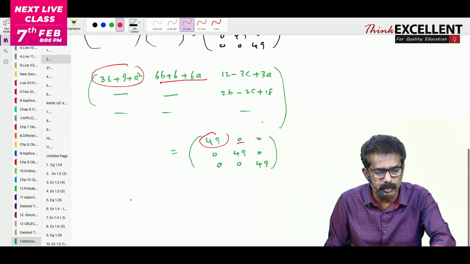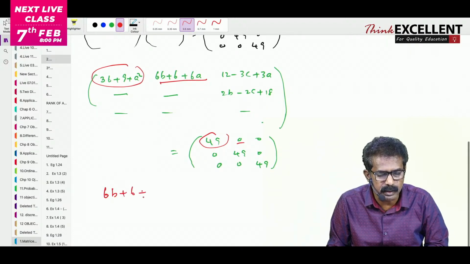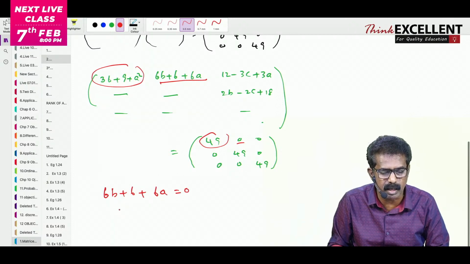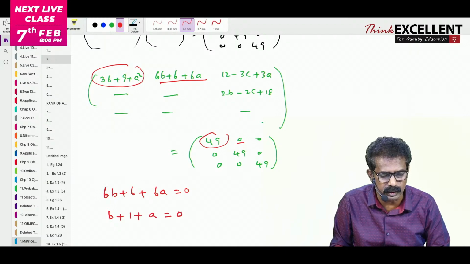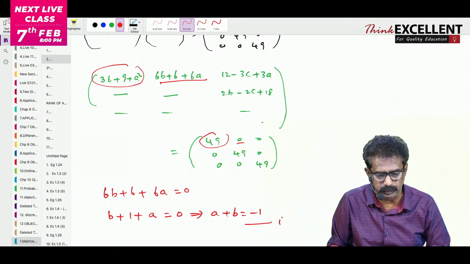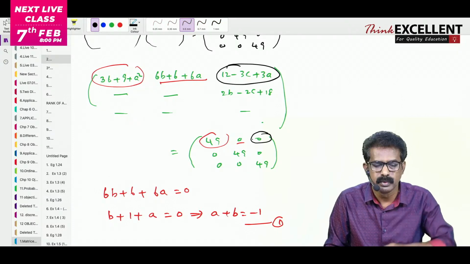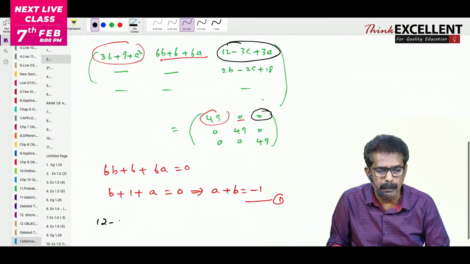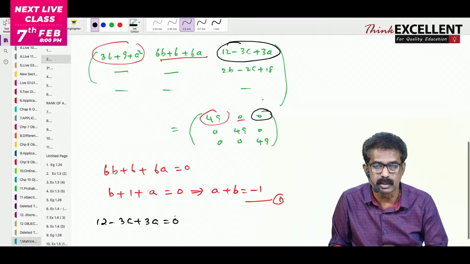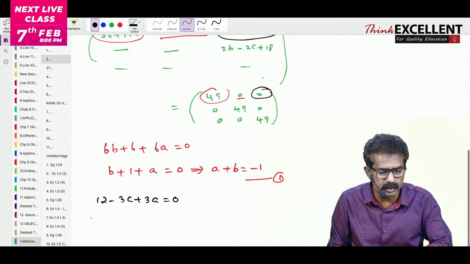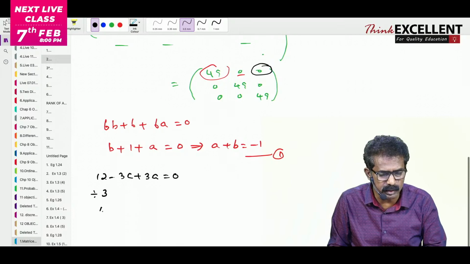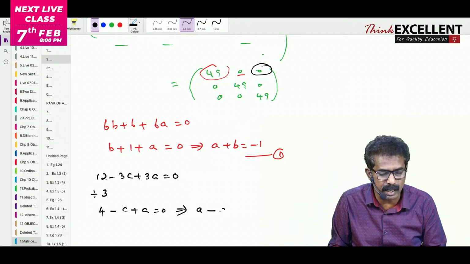Equate with 0. Then see what comes: 6b plus 6 plus 6a equal to 0. Since 6 is common in everything, dividing by 6, you are getting b plus 1 plus a equal to 0. If you take this 1 to the right side, the first equation is a plus b equal to minus 1. Now I'm going to equate this one with 0. So what you are getting, 12 minus 3c plus 3a equal to 0. Third element with third element. So you can divide every element by 3. 3 4s are 12. Minus c plus a equal to 0. Take the 4 to the right side. So second equation, a minus c equal to minus 4.